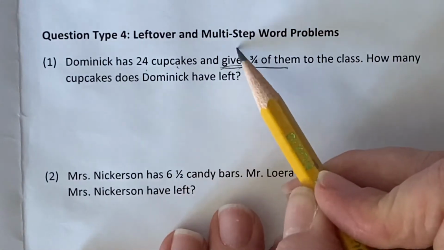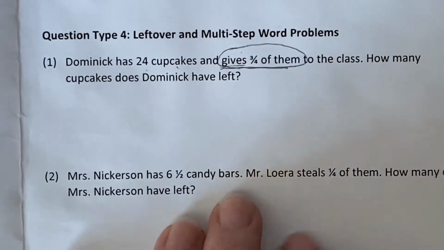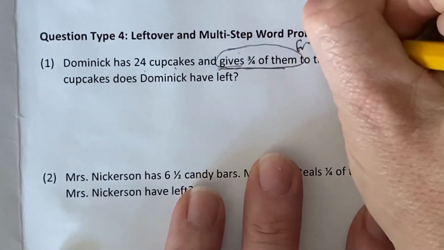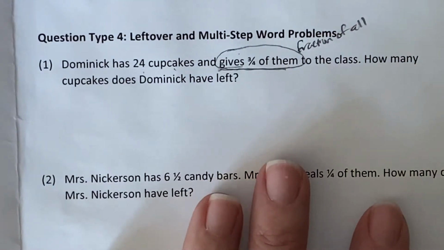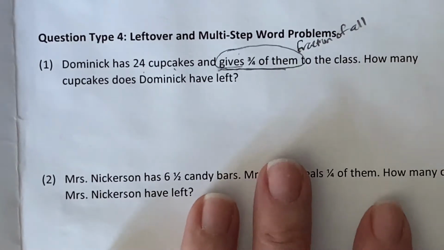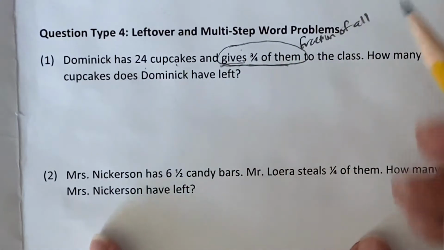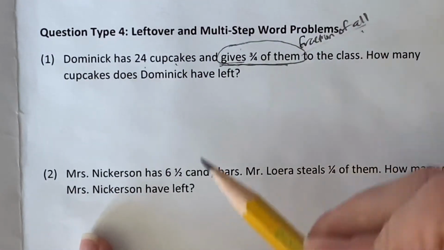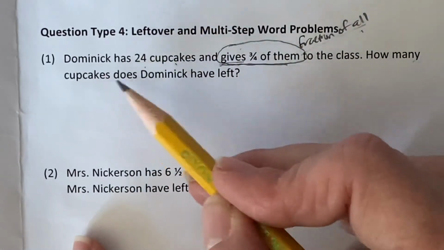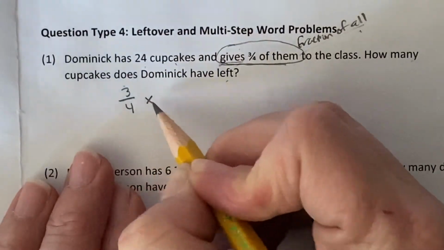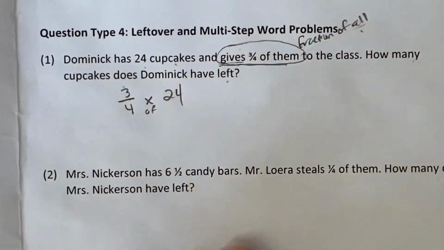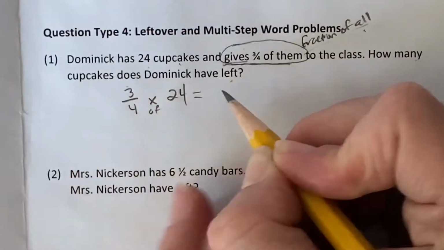Part of the reason that it's multiplication is because he gives 3/4 of all of them, so it's a fraction of all. He's not giving a fraction of one cupcake. He's not cutting a cupcake up into 4 pieces and giving 3 pieces of one cupcake to the class. If so, that would be a tiny little smidgen for each of us, and you know how I like chocolate. So he's giving 3/4 of all, which is a fraction of the whole amount, to the class. How many cupcakes does Dominic have left? Well, yesterday we would have just done this, 3/4 of 24. That equals how many he gave.